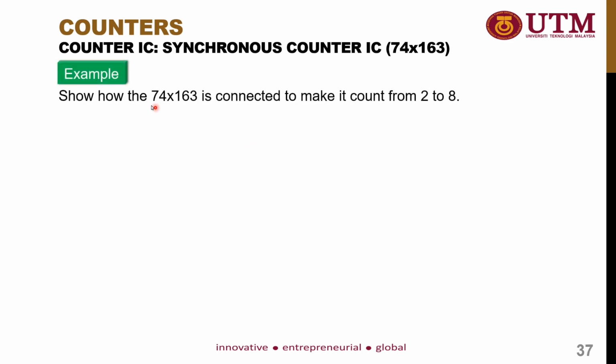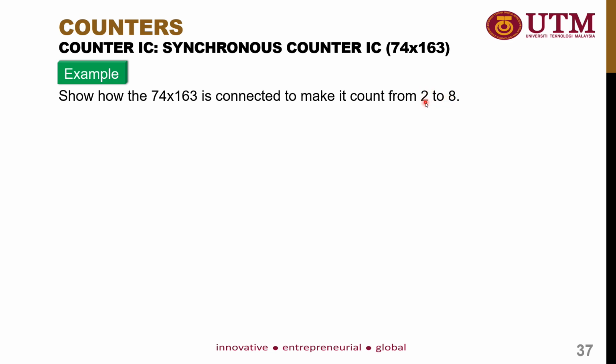So next, show how 74x163 is connected to make it count from 2 to 8. Now you see here, the counter question asks you to count from a customized value. So it doesn't start counting from 0, but it wants you to start counting from the number 2. So can you guess how many states it requires? In order to determine the number of states, you can just count the values of the states that have been given.